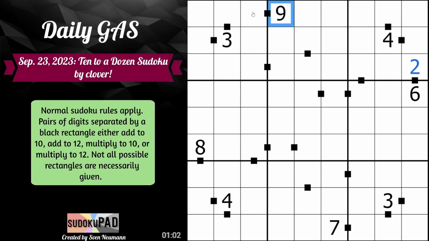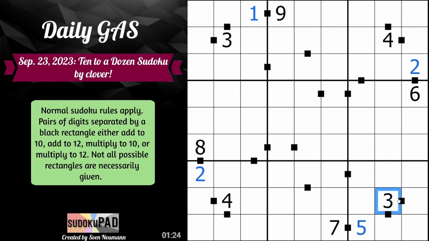So 9 can either have 1 or 3, because 1 to add to 10, 3 to add to 12, so this must be a 1. 8, and then there we go, 4. It can't be 4 to add to 12, so it must be 2. And the 7 can't add to 10 with the 3, so it must be 5 to add to 12. All right, those are out of the way.